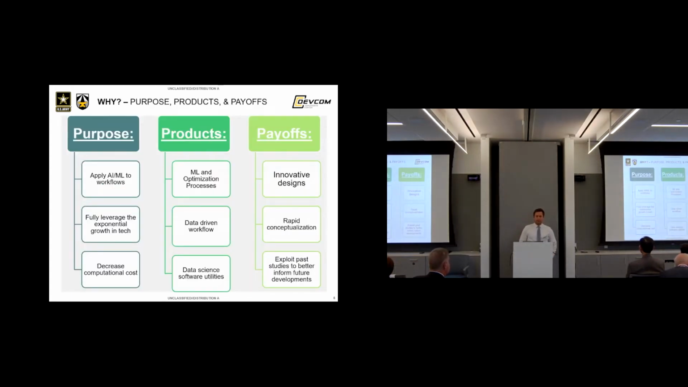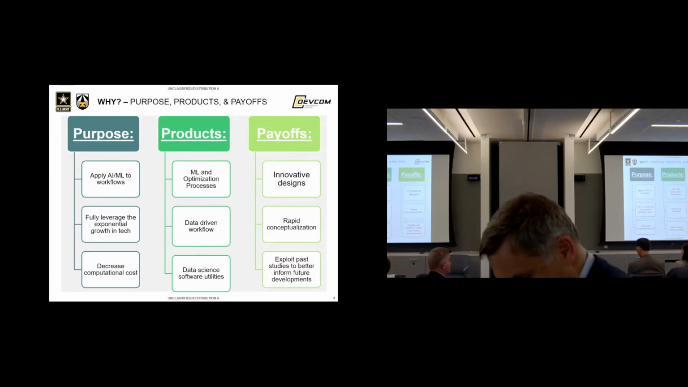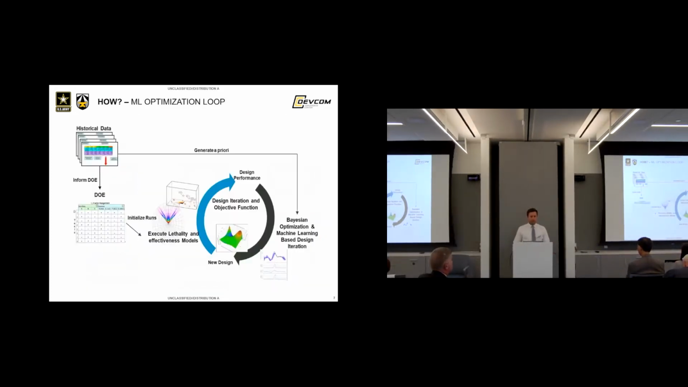So why do we actually want this? We saw that AI is a very growing field in this AI spring that we're in right now. So we can reap the benefits and make some innovative designs to capture all the benefits of rapid conceptualization, and also further inform our analysts. So this is our new design loop. In the top left, you see our historical database, which will inform our design of experiments and our Bayesian optimization and machine learning loop, which then feeds into our past design process. I'll go further into both of those things.